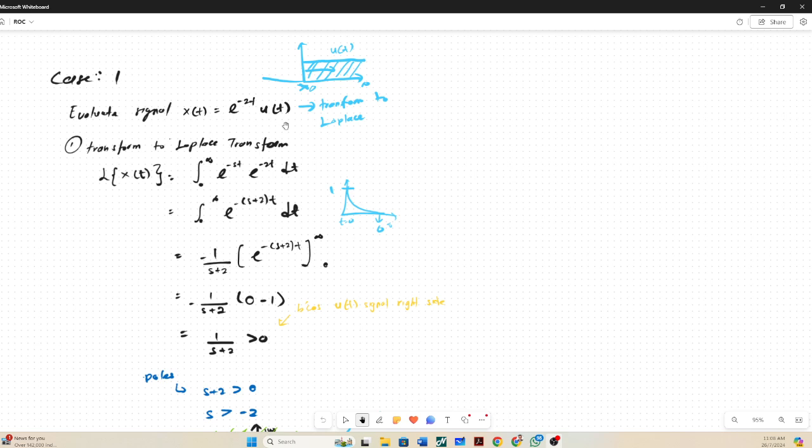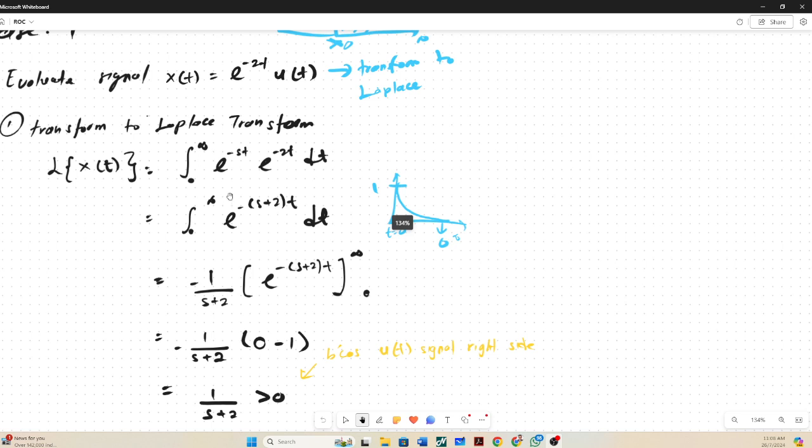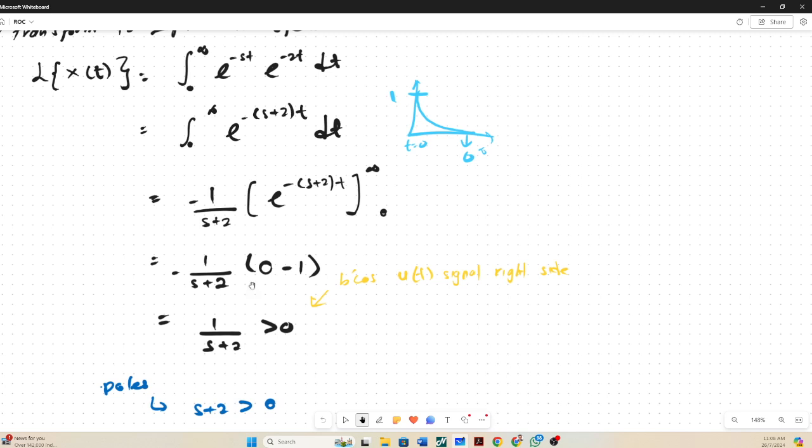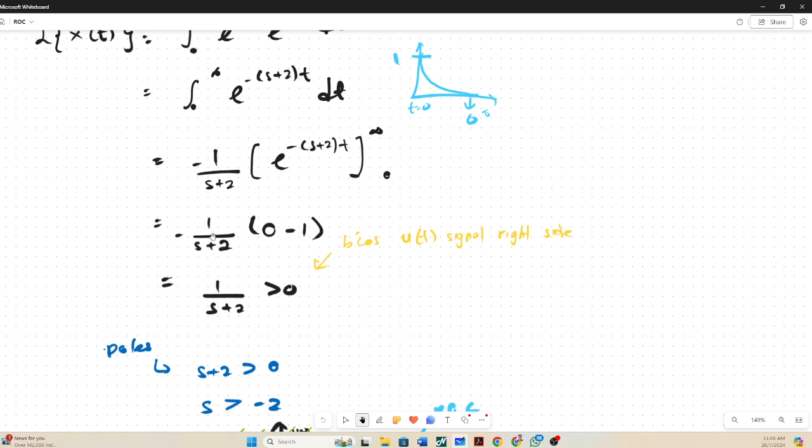Later on, after you identify the shape of the signal, you can do the conversion to the Laplace transform by using the Laplace formula, and then set up the limits. From now, the limit is from 0 to infinity. After the conversion, with the limits 0 to infinity, you get the value 1 over s plus 2.